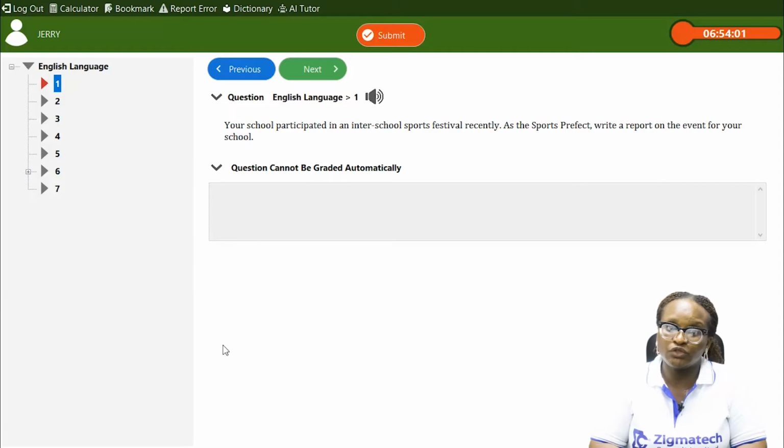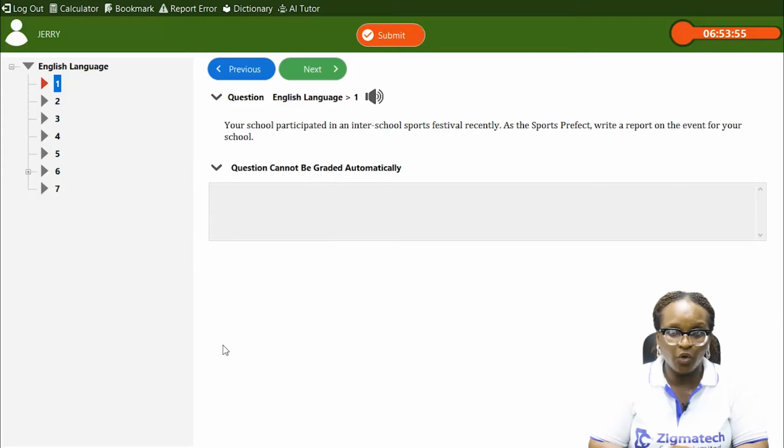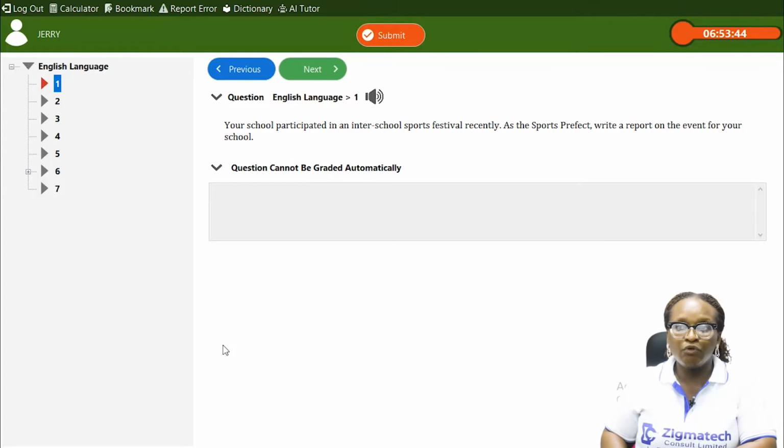Remember, it's a report, so you write in the past tense. A report must always be written in the past tense, and it has to be what? A formal language. You must write your report in a formal language. That's another problem that people make when writing their essays. Your report must be written in formal language.